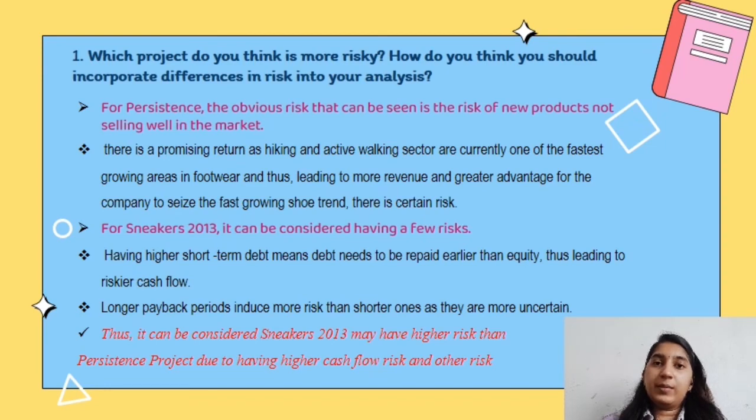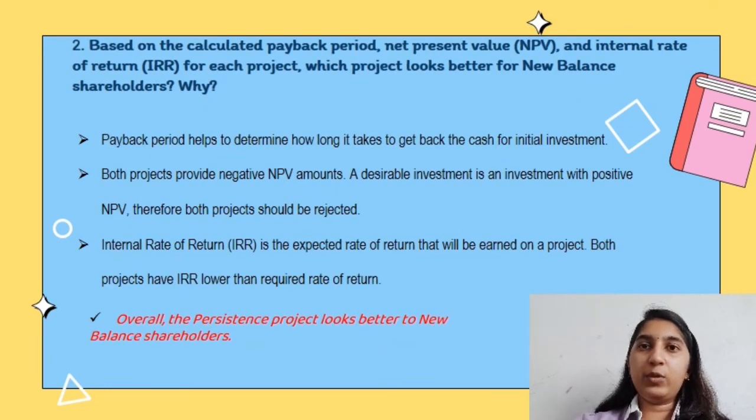Next, for question 2, the payback period helps to determine how long it takes to get back the cash for the initial investment. Both projects have a payback period within their project life, which is considered good. However, when compared, Sneaker 2013 has a longer payback period than Persistent. Persistent is better than Sneaker 2013, as a shorter payback period means the investment risk level associated with the initial investment cost lasts for only a short time. It is better because a short payback period induces lesser risk and uncertainty.